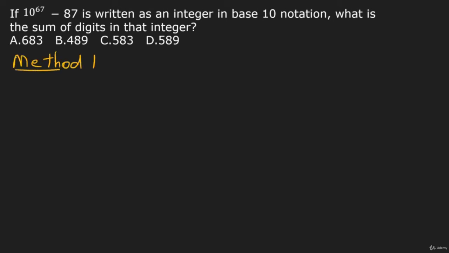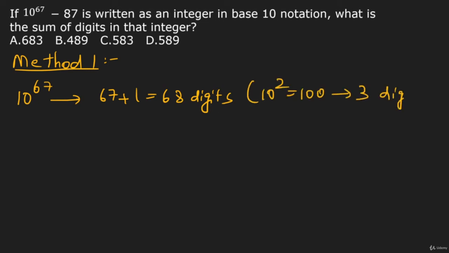Let's discuss method 1. Over here you have 10 to the power 67. So that would give you 67 plus 1, that is 68 digits, right? It would be 1 followed by 67 zeros. Now if you are getting confused with this, try to simplify it. In the case of 10 square, that's equal to 100, right? So over here you have 2, and 100 is a 3-digit number. So over here you have 67. So this would be a 68-digit number.